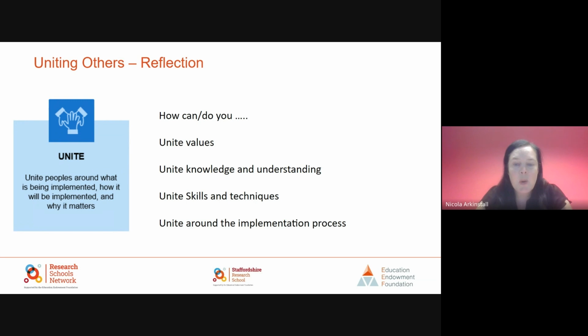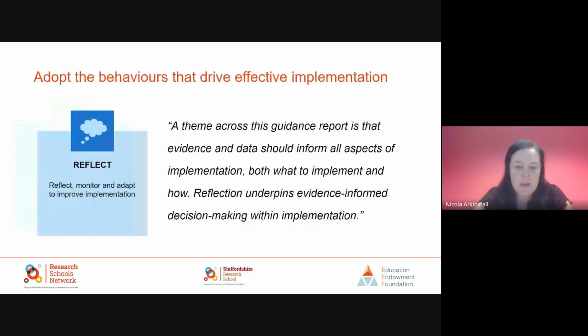So how can you, or how do you unite values, so people are united around the vision for your subject and what you want your subject to look like, united around their knowledge and their understanding of their subject, united around the skills and techniques, and also united around that implementation process in terms of what effective professional development they want, and what you give, so that they really are confident when they go to teach that or change those behaviours in their classroom. So again, just some things to think about in terms of how you unite colleagues around your implementation.